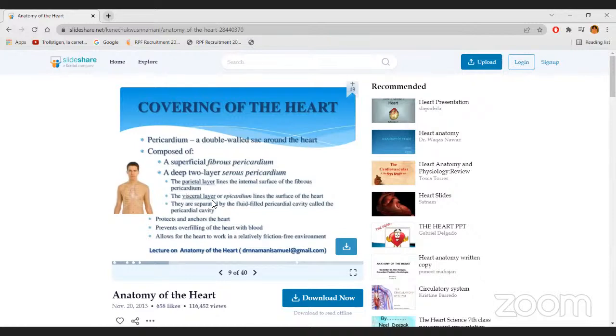The visceral layer, the epicardium, lines the surface of the heart. They are separated by a fluid-filled space called the pericardial cavity. The pericardial cavity has mainly two functions: it protects and anchors the heart and prevents overfilling of the heart with blood, and it allows the heart to work in a relatively friction-free environment.